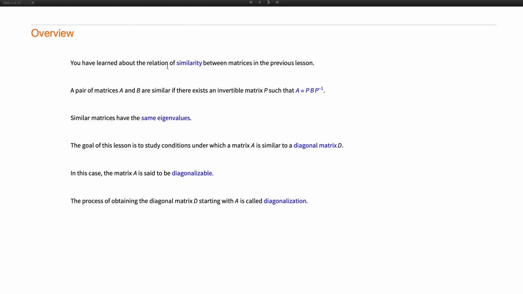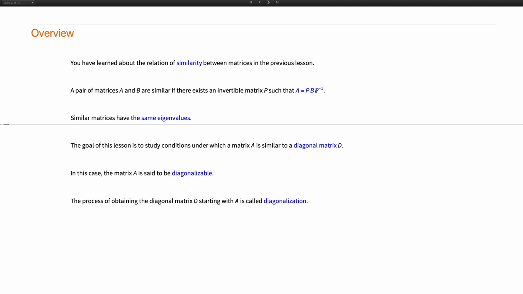In the last lesson, we talked about the similarity between matrices, and we said that if you have two matrices A and B, then they are similar if there exists an invertible matrix P such that A is P times B times P inverse. And in this case, we see that such matrices have the same eigenvalues. So similar matrices have the same eigenvalues.